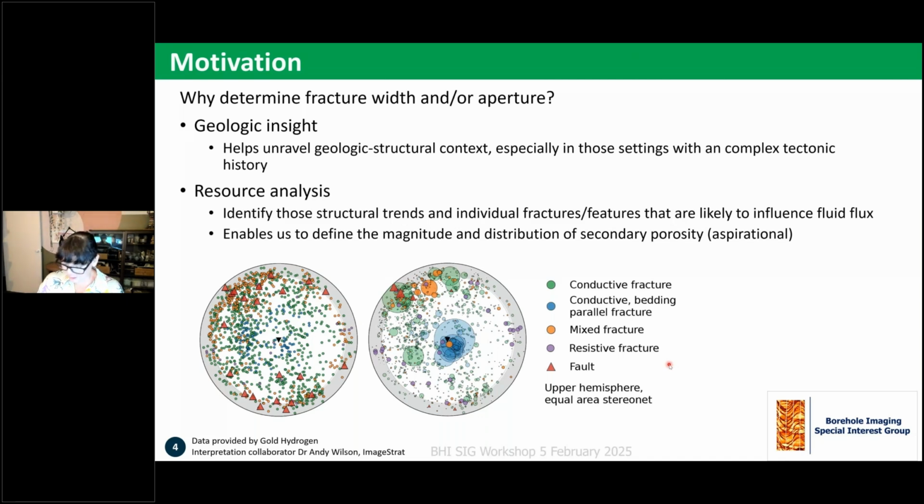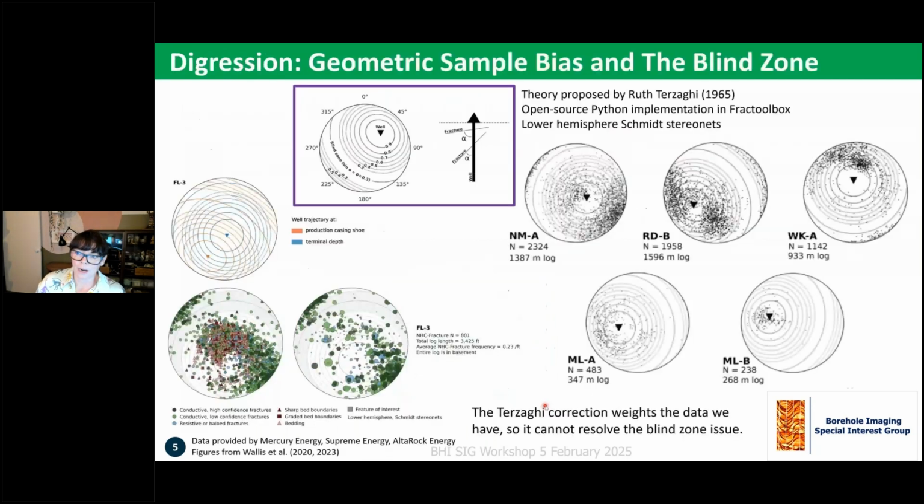We're going to start, however, this talk with a little bit of a digression that talks about this grey shaded zone on the outside of the stereo net. So you see where there's less data on the outside of the stereo net, I've shaded that grey. And that zone, by Ruth Taziki in the 60s, was referred to as the blind zone. And so that is an area where, because of the way the well goes through the subsurface, you have a diminishingly small probability to intersect fractures.